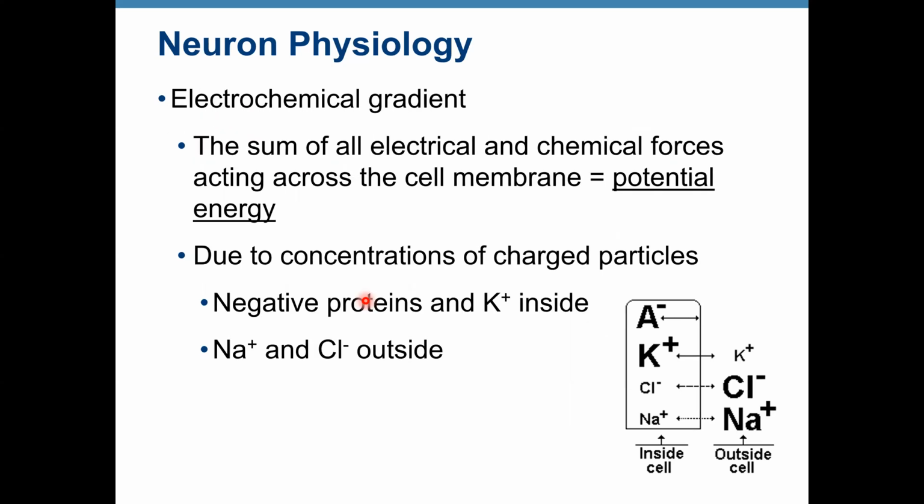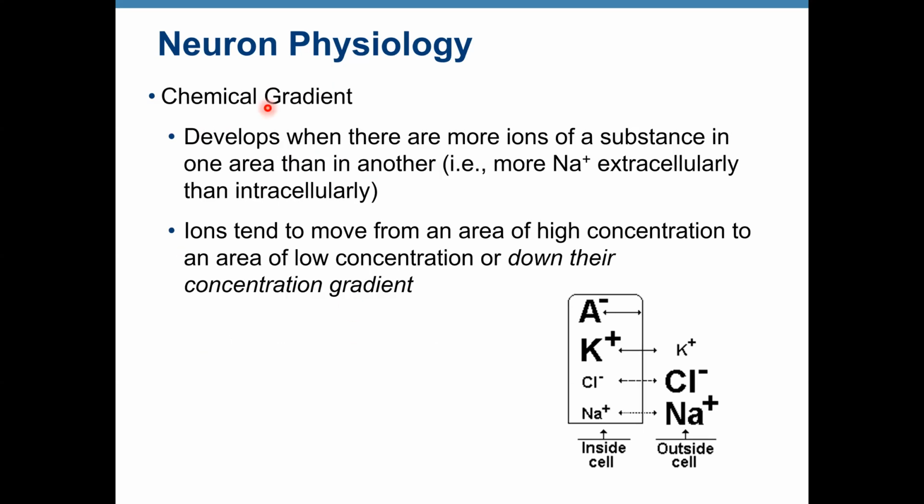But we're talking about electrochemical gradient. Let's start with the chemical gradient. So a chemical gradient develops when there are more ions of a substance in one area than in another. So chemical gradients develop when we have a lot of sodium outside, little inside. So we have a chemical gradient for sodium. Do we have a chemical gradient for potassium? Yes, we have, because we have lots of potassium in, very little potassium out. So we have a chemical gradient for potassium, and we have a chemical gradient for sodium.